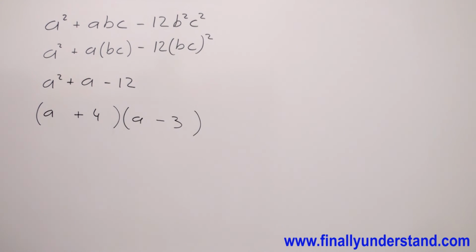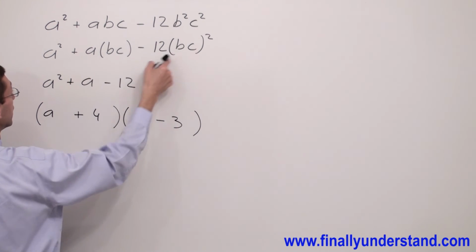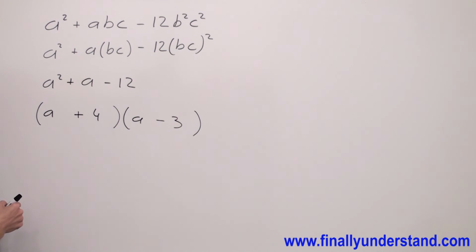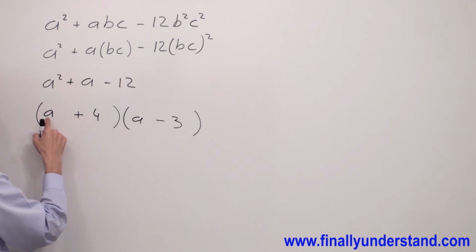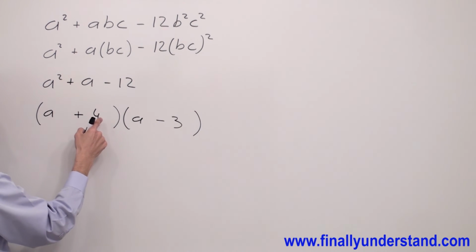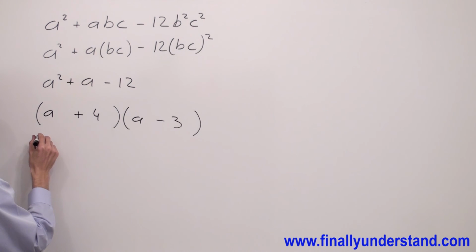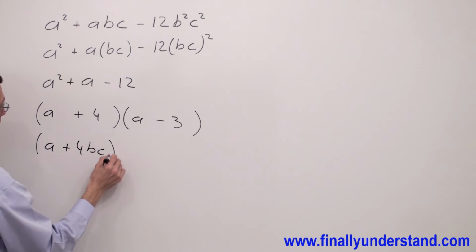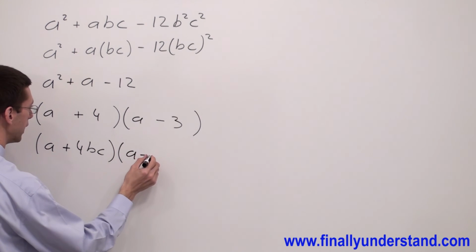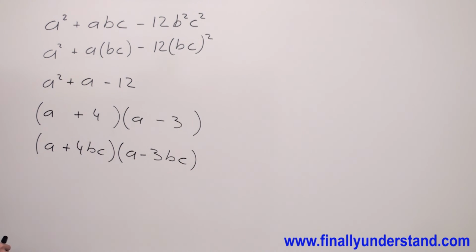But this is not the solution yet. Remember, at the beginning, we had bc's in the problem. We have to bring them back. Because the first term of my quadratic trinomial doesn't contain bc, I'm not going to write any bc next to a's. Where am I going to write them? Next to the second term of each factor. I'm going to write a plus 4bc times a minus 3bc. Let's check if this is the correct answer.